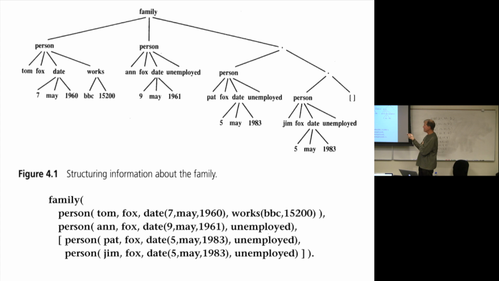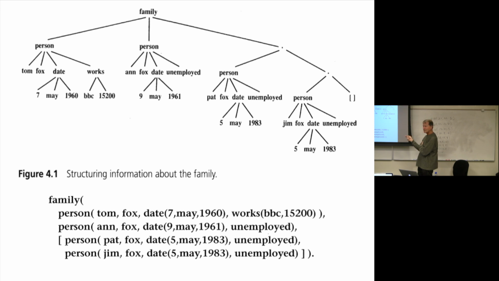So does everybody see what this family means? The first item of the family is the husband. The second item of the family is the wife. And the third item of the family is a list of children. And each child is a person. So you see, person for the husband, person for the wife, person for the first child, person for the second child, etc. So this is how you could store information about a family.